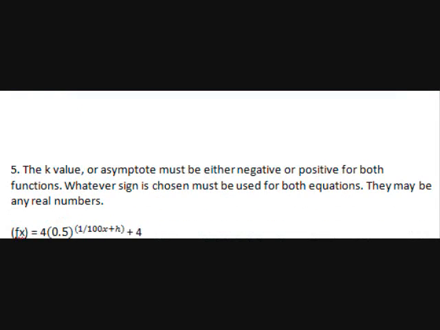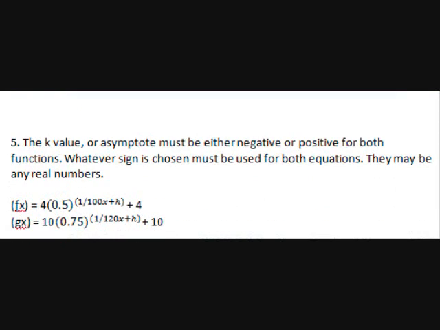Moving on to step 5. The k value or asymptote must be either negative or positive for both functions. Whatever sign is chosen must be used for both equations. They may be any real number. So I've chosen to go with positive 4 and positive 10. And that is it. That's the final step to the plan.